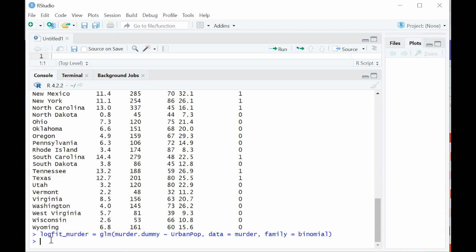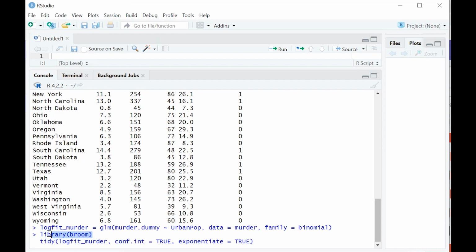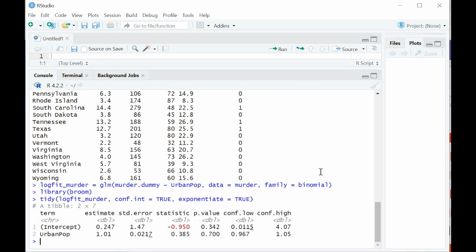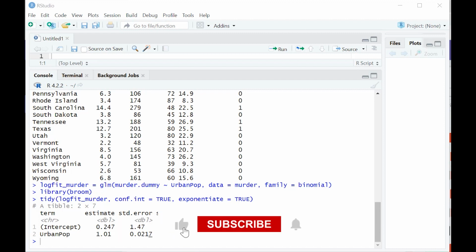Now I have an outcome that I actually don't want to look at just yet. I want to pull up the Broom library, and I want to use this command here, which is very important, which you can replicate, and just say exponentiate equals TRUE, because this is what gives me my actual odds ratio. You're going to see it in a second. So the odds ratio is over here for urban population, and it comes with a p-value, which, as we can see, is not statistically significant. Well, what does that mean?